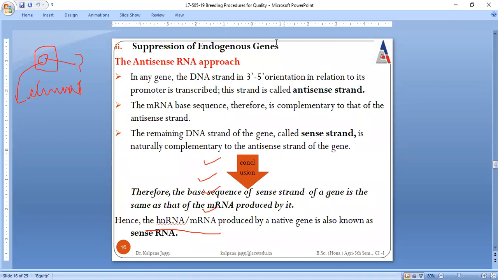But before you suppress the endogenous gene by the antisense RNA approach, you must be familiar with what is the antisense strand, what is meant by the sense strand, and what all is there in this antisense RNA approach. Before I enter into this approach, I would like to make you all familiar with the DNA. So this is the structure of DNA, where we say the DNA is double stranded.